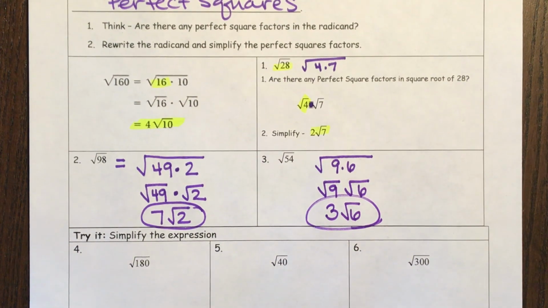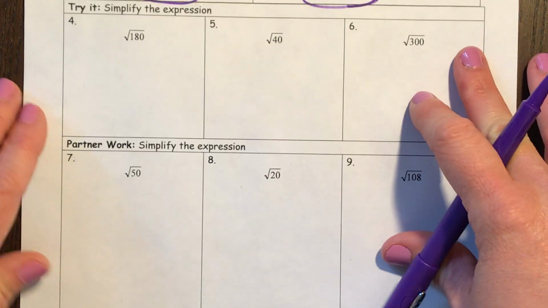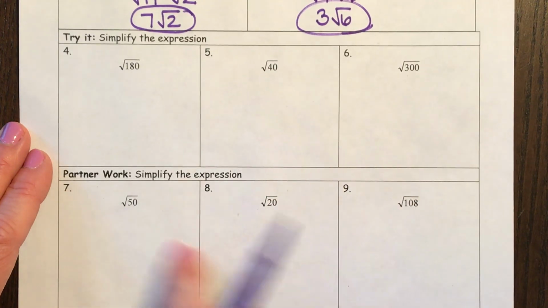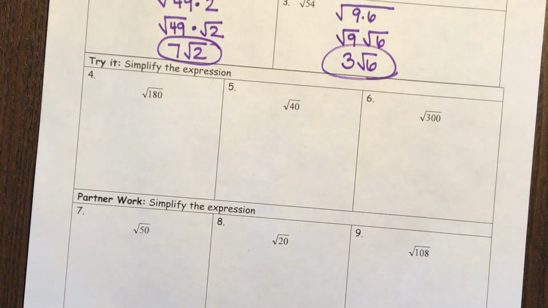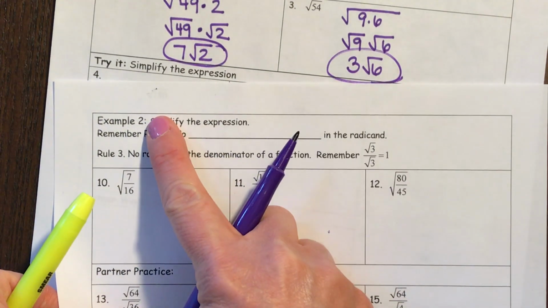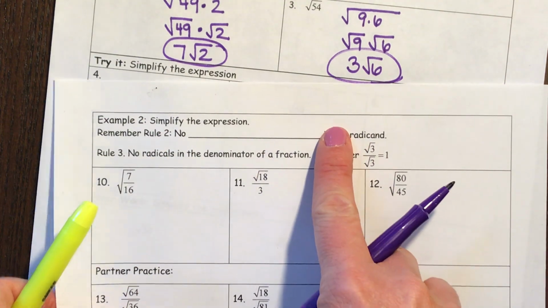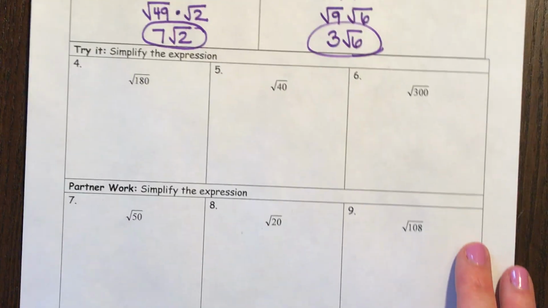Now, if you feel like you're getting it, you can go ahead and fast forward. I'm just going to go through and do a few more examples here on the next page, and then just fast forward it until you see example 2 on the next page. So if you feel like you're getting it, go ahead and fast forward.